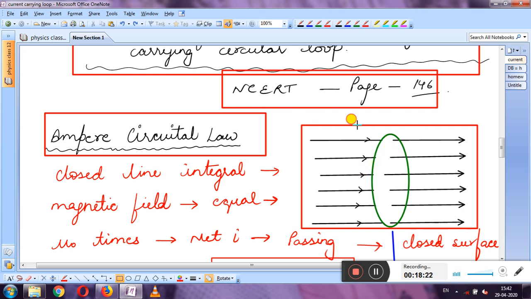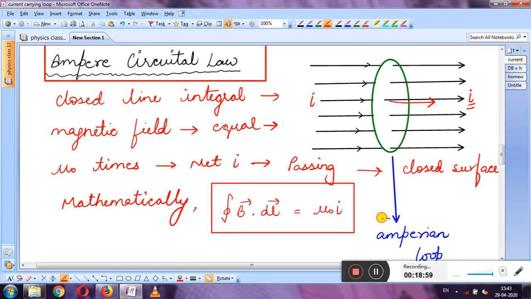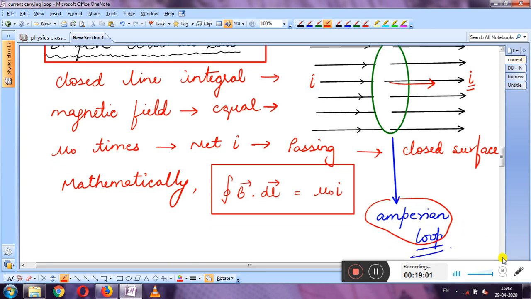Those current carrying wires are passing through this closed loop. There is a ring, there is a loop. Remember, in another way we try to understand this. In this loop there is no conductor. Through this loop there are some wires which are passing through, and through these wires current is passing. Suppose current I is passing through this closed loop. What is the name of this loop? Its name is Amperian loop.